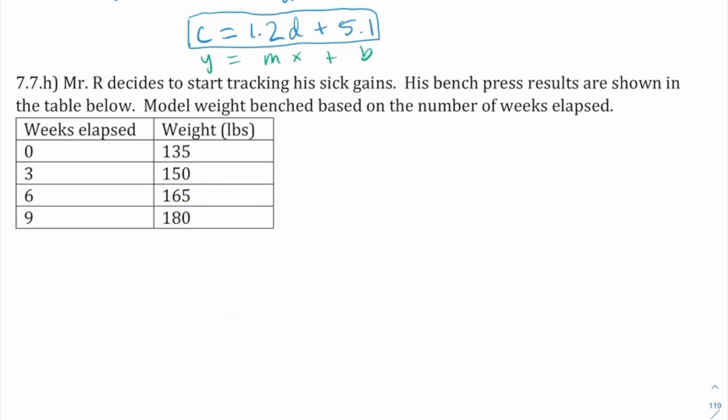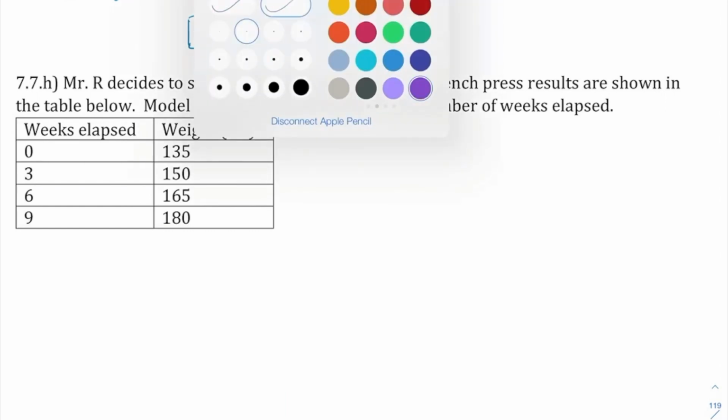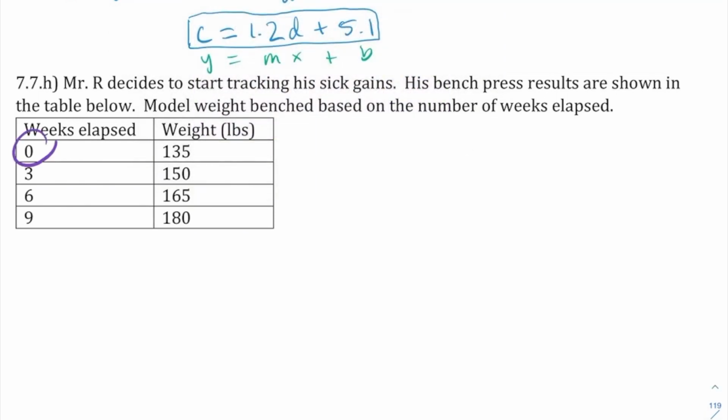His bench press results are shown in this table. So we're going to model his weight benched based on the number of weeks that have elapsed. And if we check this thing out, just to make sure it actually is linear, these are always going up by 3 every single time. These are going up by 15 every single time. We've got a constant rate of change. So yes, this thing is linear.